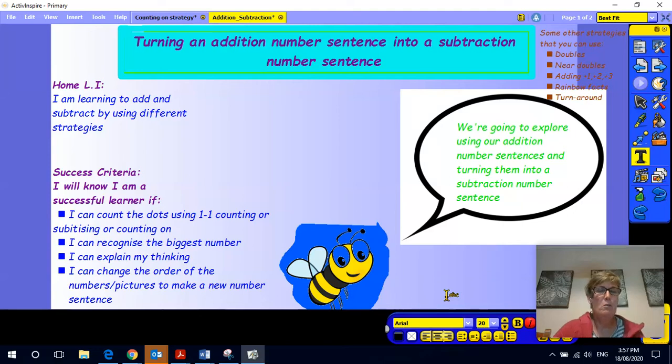Hi everyone and welcome back to another maths lesson today. And today we're looking at turning an addition number sentence into a subtraction number sentence.